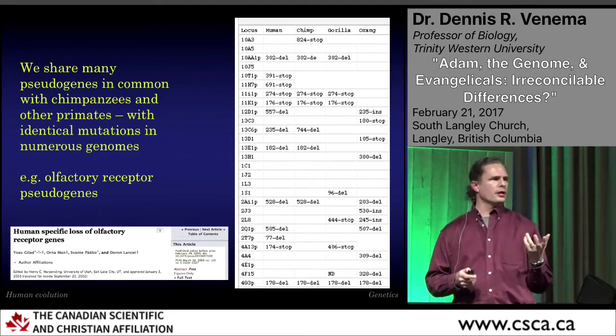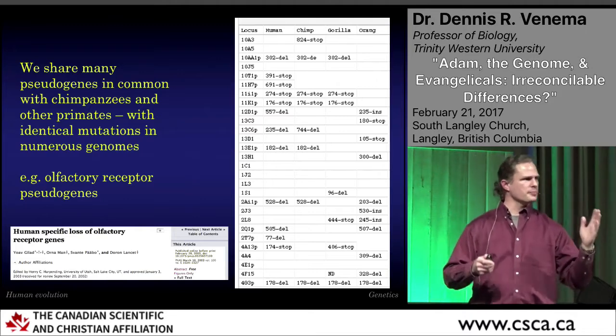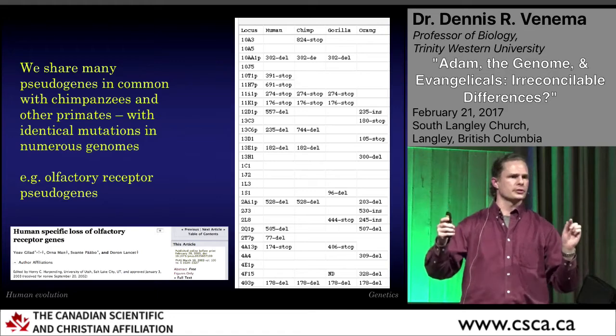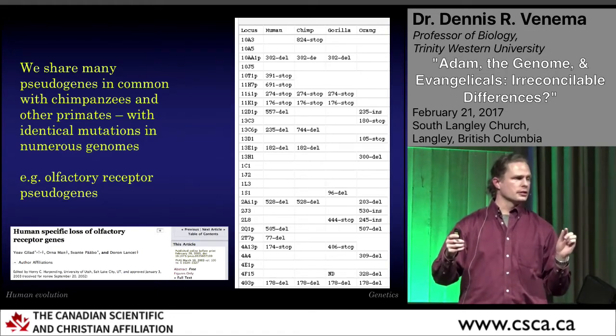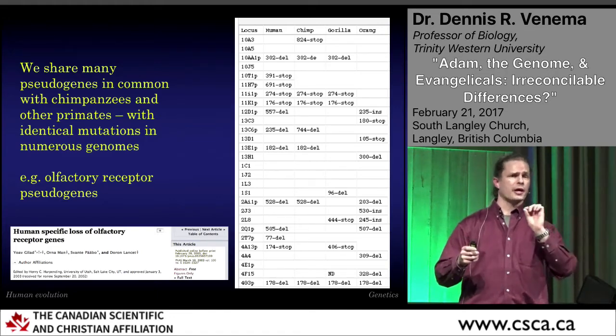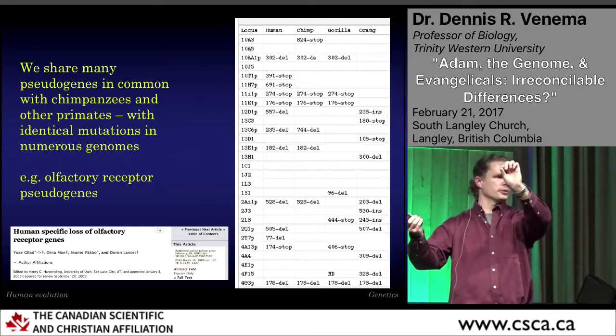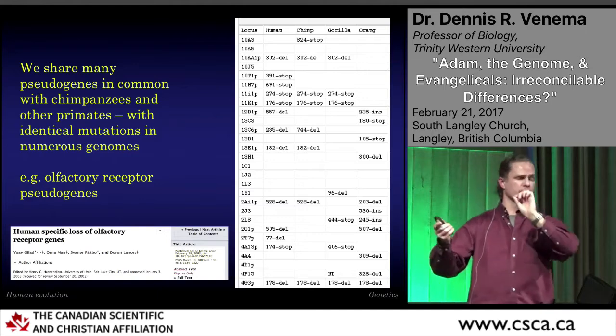Now, the two hypotheses for that would be, perhaps independently in two separate lineages, the exact same mutation happened in those two populations. That's one hypothesis. The second hypothesis is that this mutation happened in a common ancestral population, which was then inherited as those two populations went their separate ways. And that, of course, is much more likely.